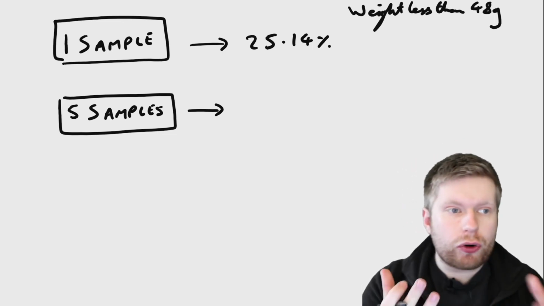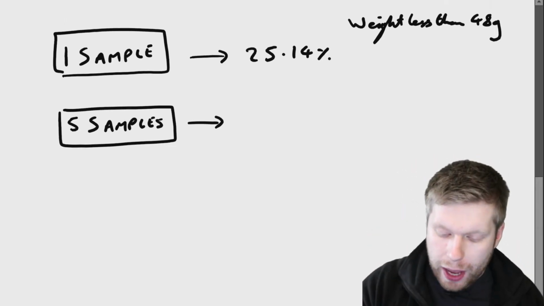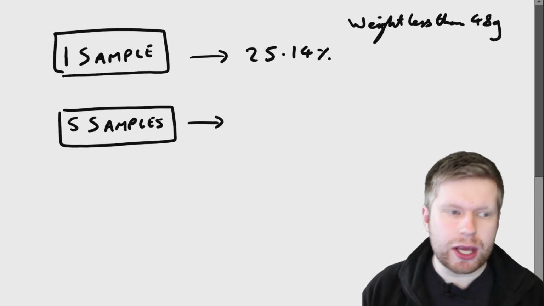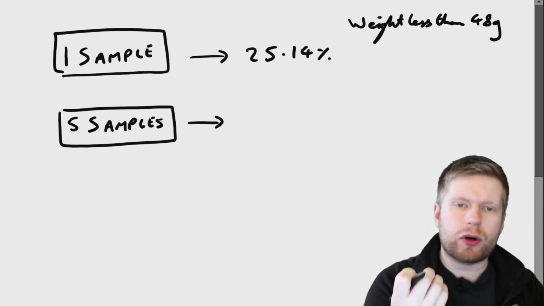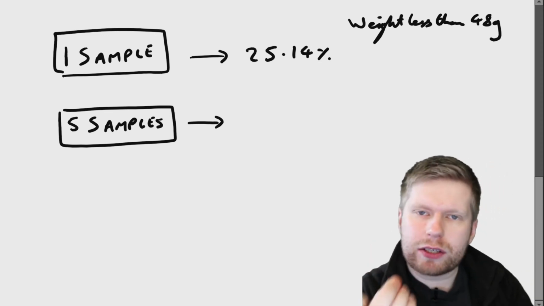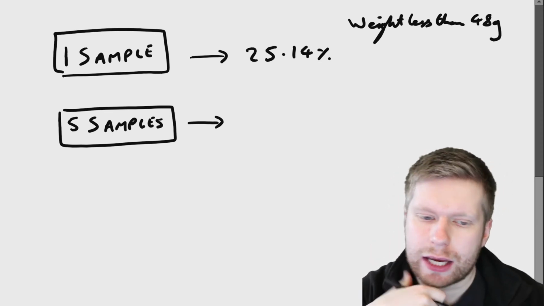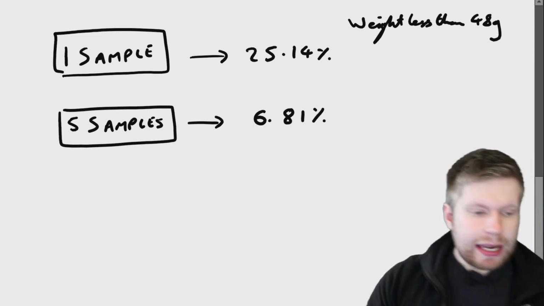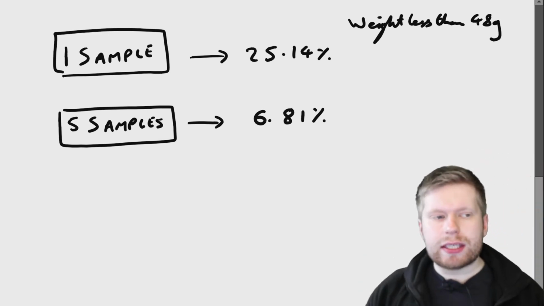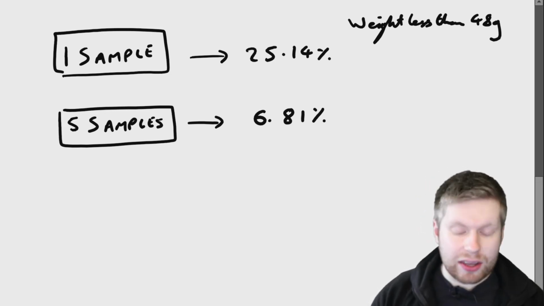Then I said, okay, as I increase the number of samples, so instead of picking up one crunchy caramel I walk into the shop and pick up 5 crunchy caramels, what's the probability that the mean weight of those 5 crunchy caramels is less than 48 grams? I've just worked that out as 6.81%. Now just think, does this satisfy the central limit theorem? Well, yes, I think it does.